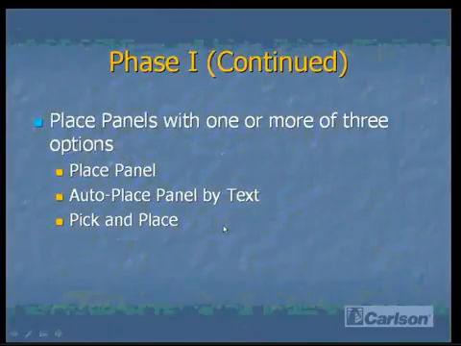When we place the panels, we're going to place them with one or more of three options. We can place them all with any one of these, or we can combine these methods when we place the panel. The place panel method was the original method that we placed panels with. Auto place panels by text is another method that allows us to pick up some of the data that we would have had to key in by just placing text inside the panel outlines. Pick and place is another method that can be used for detailed mine planning.